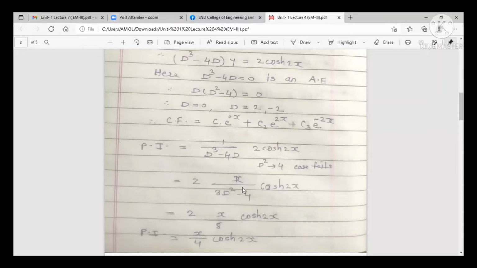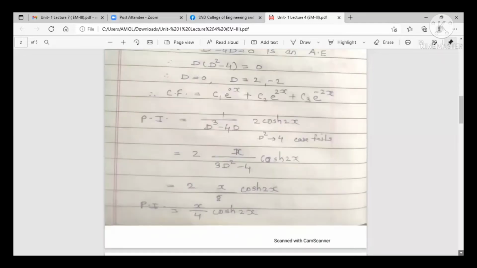Now solve for the cos function, hyperbolic cos. Replace D square by a square. A square is here 4 because a is 2. The square of 2 is 4. So replace D square by 4. So 4 3s are 12. 12 minus 4 is 8. So the term is x by 8 into cos 2x. And so your PI is here x upon 4, because 2 4s are 8. The simplification of 2 by 8 is 1 by 4. So PI is x by 4 into cos 2x.